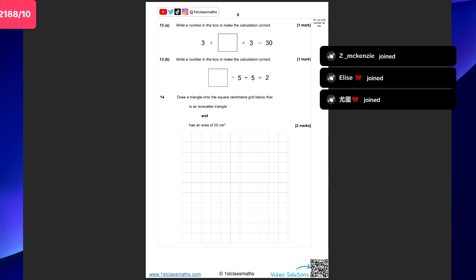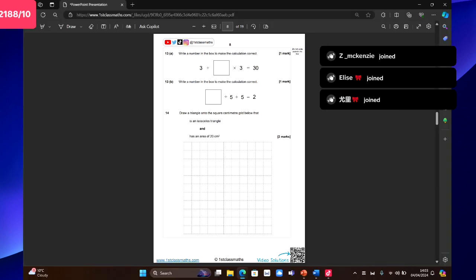Looking at some calculations now. So BIDMAS, that stuff. 13A, write the number in the box to make the calculation correct. So 3 plus something times 3. So we're going to do this part first. I'm going to subtract 3 on both sides and then divide by 3. So 30 minus 3 is going to be 27. 27 divided by 3 is going to be 9. So the number that goes in there is going to equal 9.